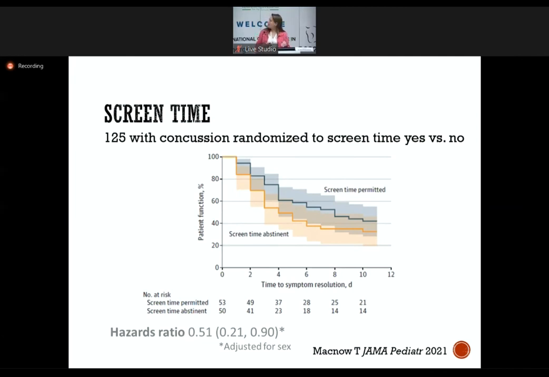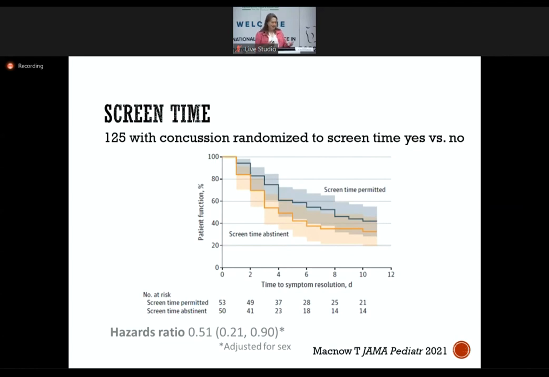And what you look at here is a survival curve. We're used to looking at these for deadly diseases, but what they looked at was time to resolution of concussion symptoms. The red group was the one that did not have any screen time, and the blue group was those where screen time was permitted as wanted by the child. And at all time points from the injury, you see that the red group, the group that did not have any screen time, their symptoms were actually better.